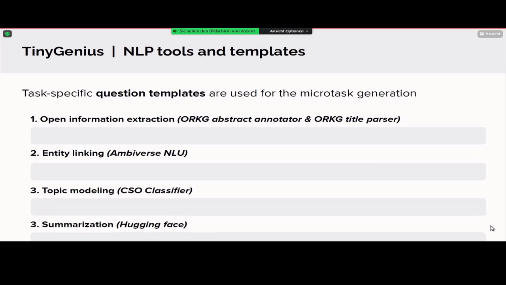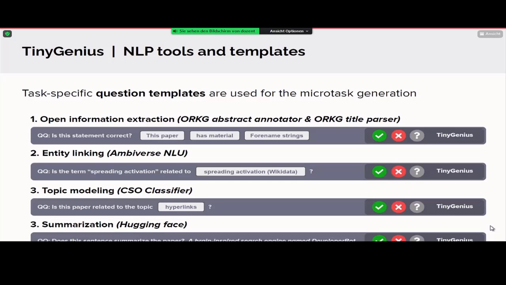To do this efficiently and also in a correct manner, we create question templates for the microtasks. So each specific NLP task here has its own template. The first one, the entity recognition, is a bit more open information extraction, so we have 2 different tools for that. And the question looked like this. It's really a statement question, so whether the subject predicate object is correct.